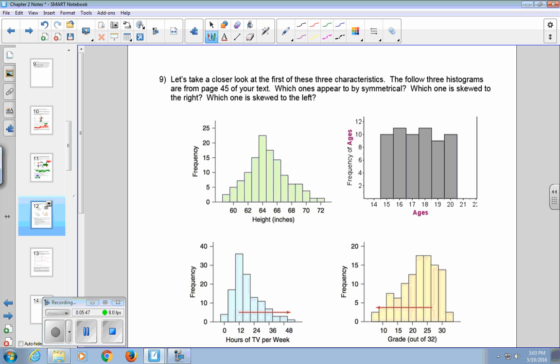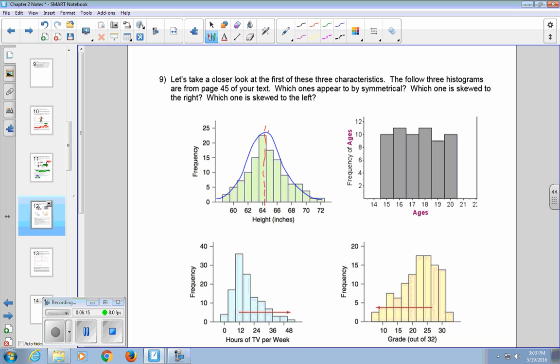Okay, number 9. Let's take a closer look at the first of these 3 characteristics. The following 3 histograms are from page 45 of your text. Which ones appear to be symmetrical, which one is skewed to the right, and which one is skewed to the left? The one on the top left that deals with heights is symmetrical. Imagine drawing a line down the middle and folding it like a book. We'd see that the left side and the right side are fairly similar. So that's what we mean by symmetric.